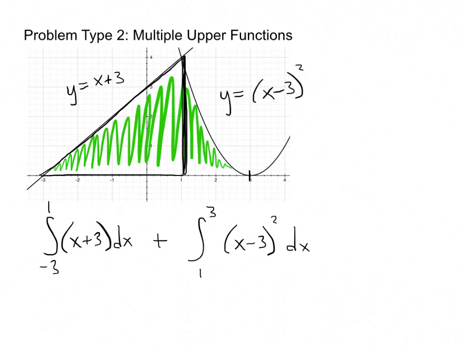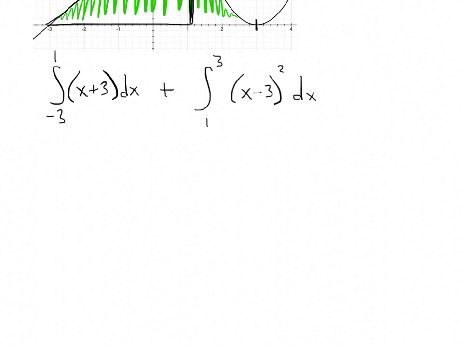So even though a region may look like it's only one region, if there are two different functions defining the upper boundary, you're going to have to set up two integrals. So as before, I'm going to work through the arithmetic for this, and hopefully this one will be a little bit quicker than the other one was.